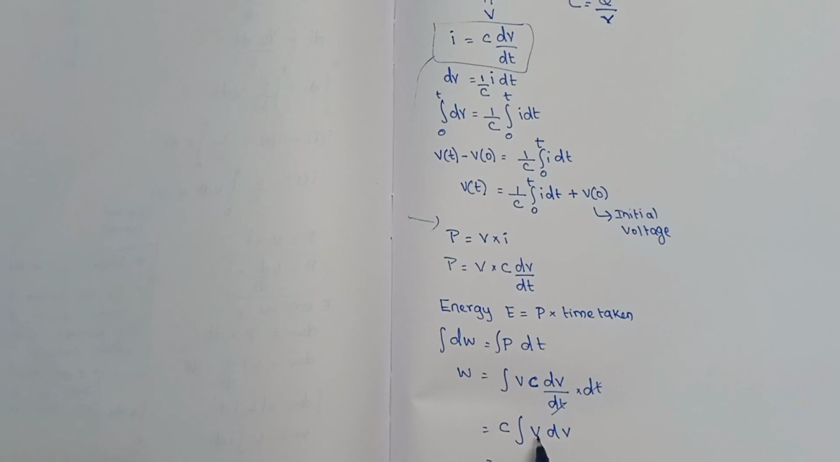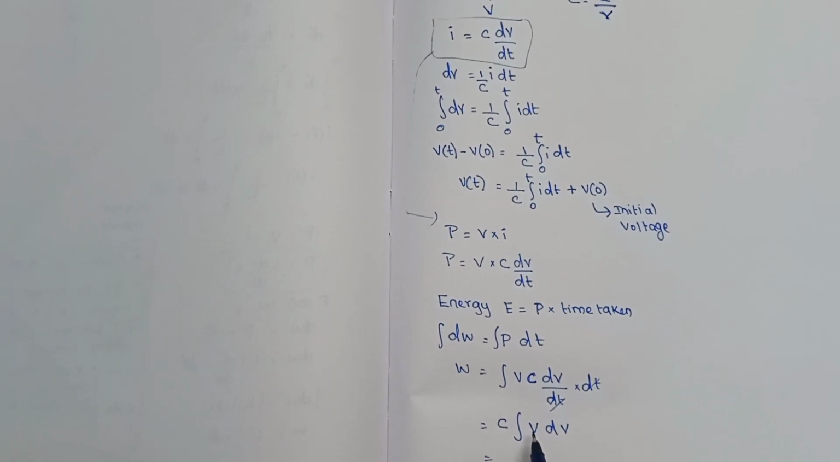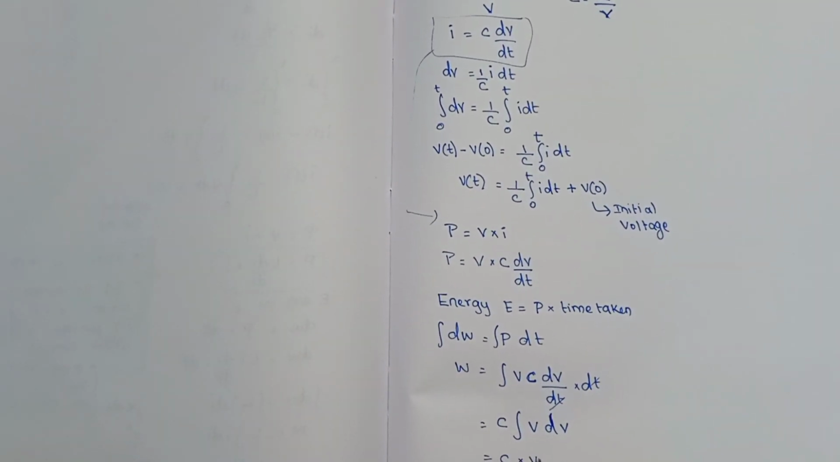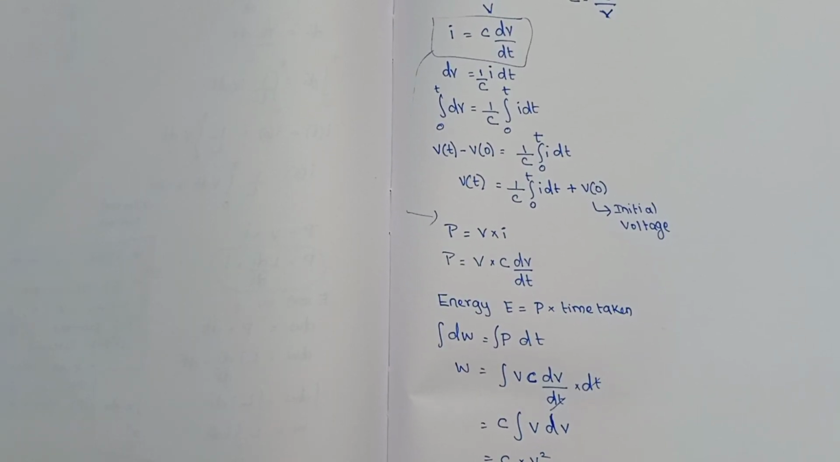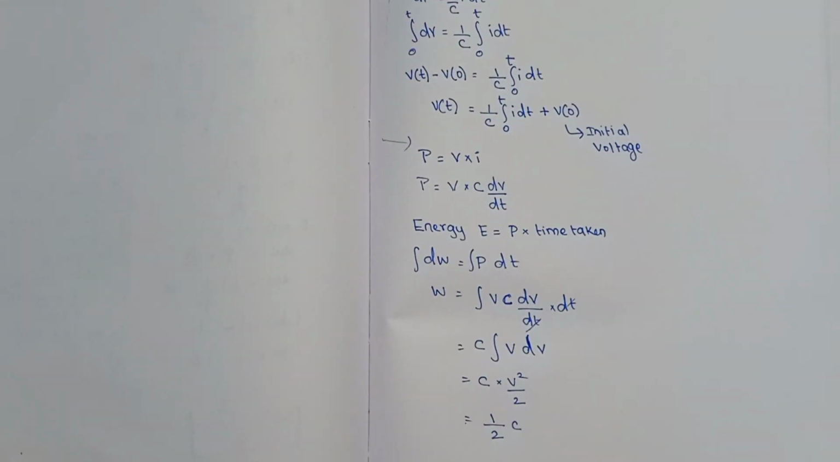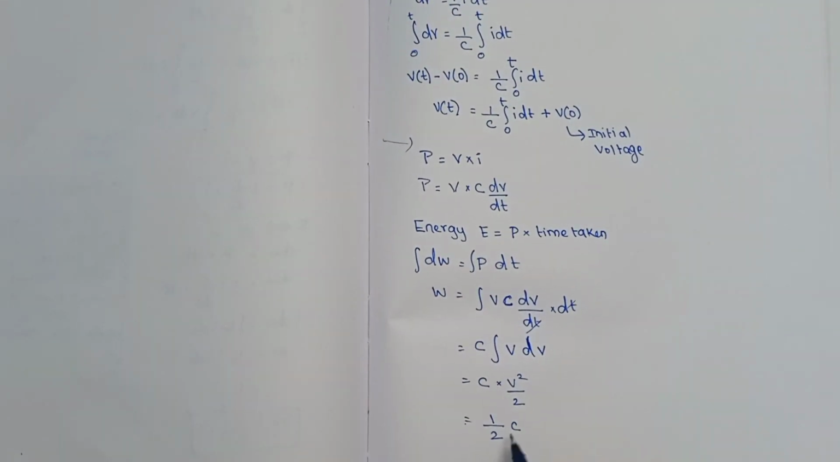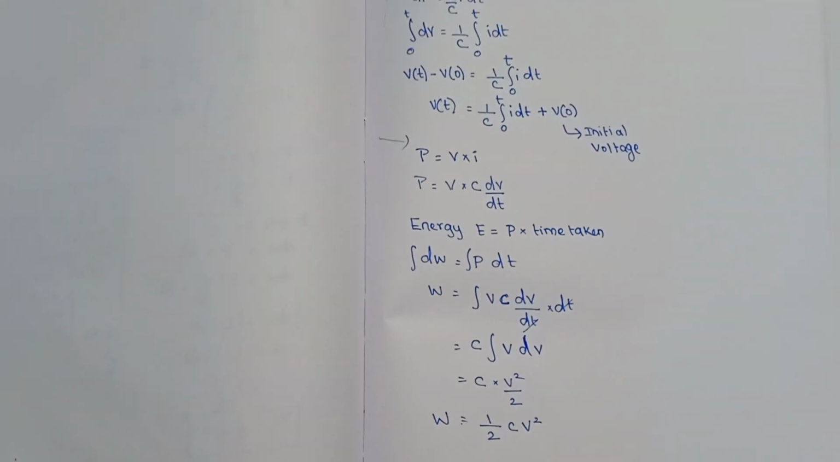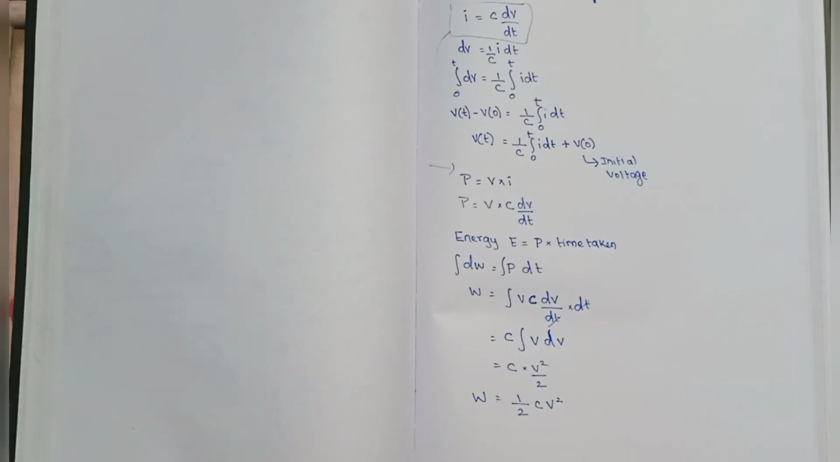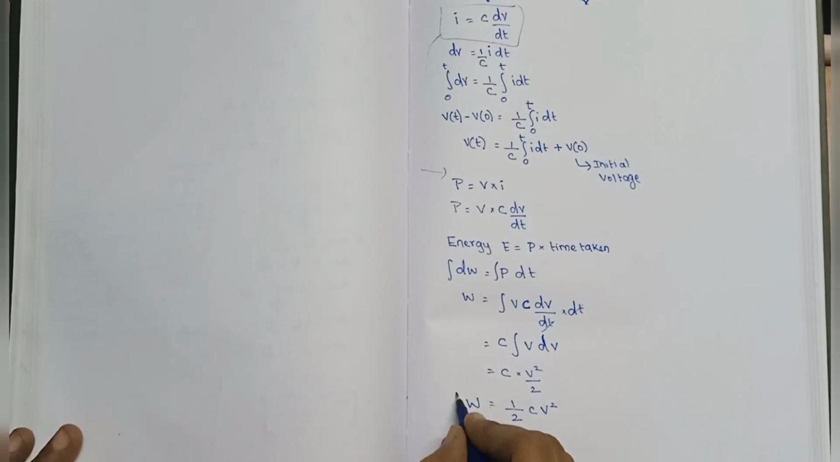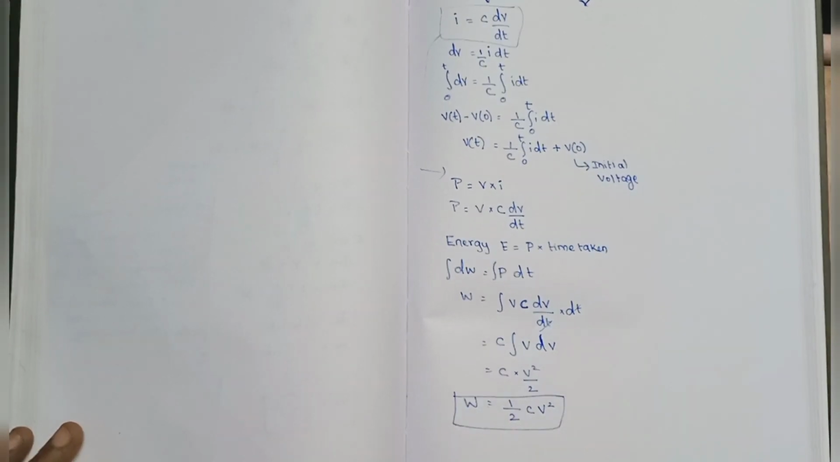So what we will get if I am integrating V, which is variable, dV. See here, the V is variable because here I am putting dV. So C into V squared by 2. How can I write this? 1 by 2 C V squared. That is, energy is equal to 1 by 2 C V squared. Clear? So this is the formula for energy stored in the capacitor.